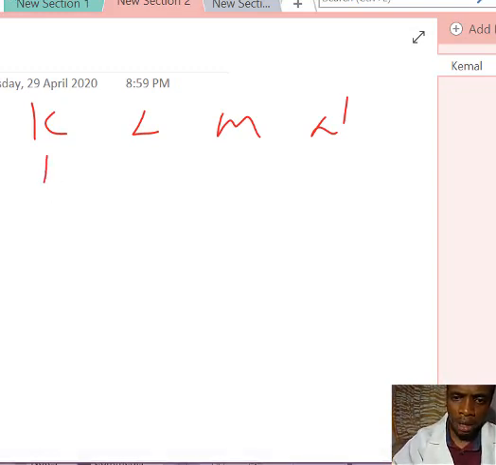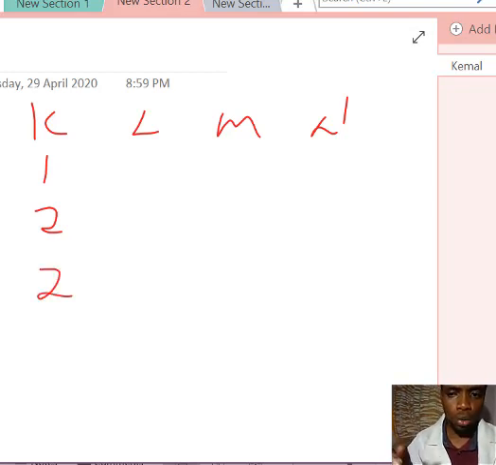After hydrogen, we have helium. Helium has 2 electrons. We have 2. Lithium is the next one. Lithium has 3 electrons. But don't forget that we said the K shell can accommodate only 2 electrons. So K will be given 2. Then we have 1 more electron left. That one will be given to L.